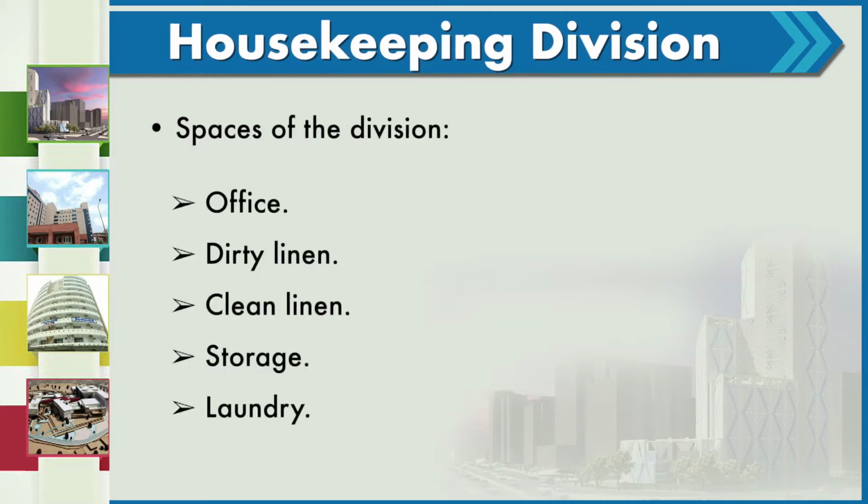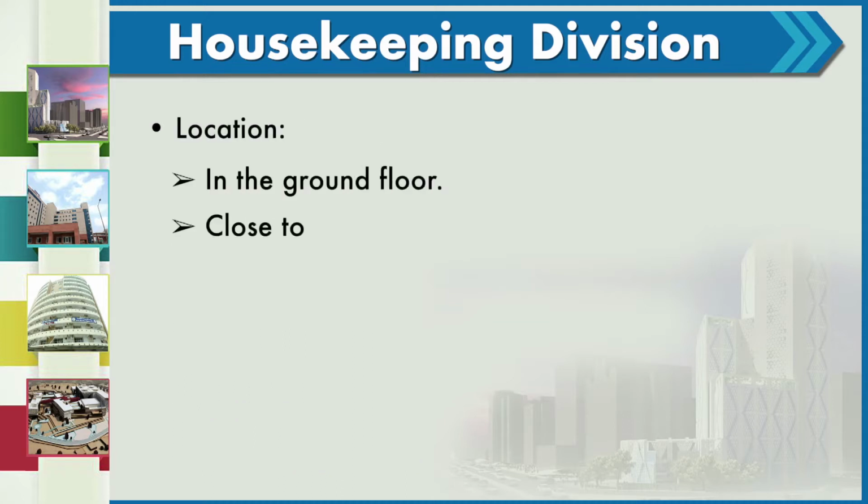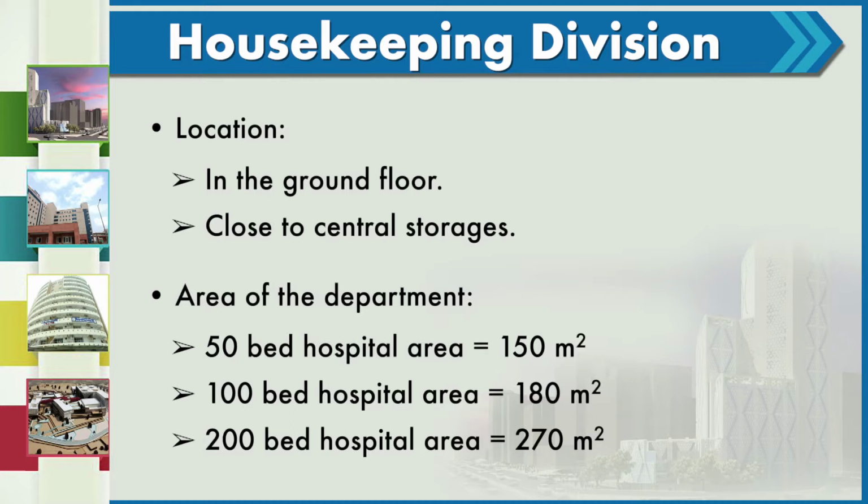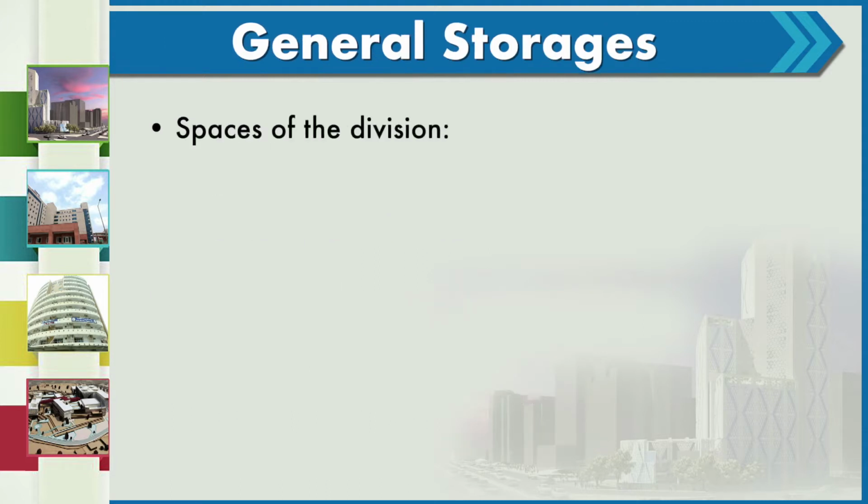So the spaces in this division are offices, dirty linen, clean linen, storage, laundry and mechanical rooms. The location should be on the ground floor, close to the central storages, and the area for this department for a 50 bed hospital could be 150 meter square. For a 100 bed hospital, it could be 180 meter square, and for a 200 bed hospital, it should be 270 meter square.